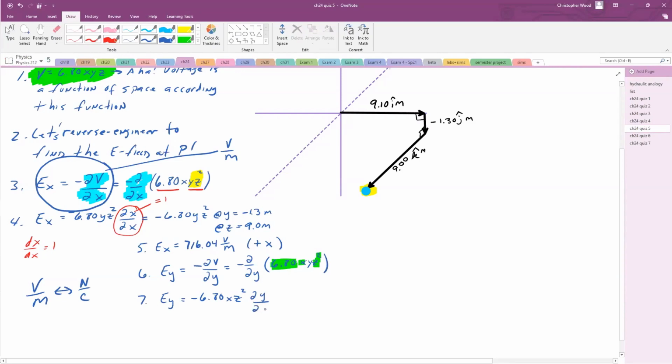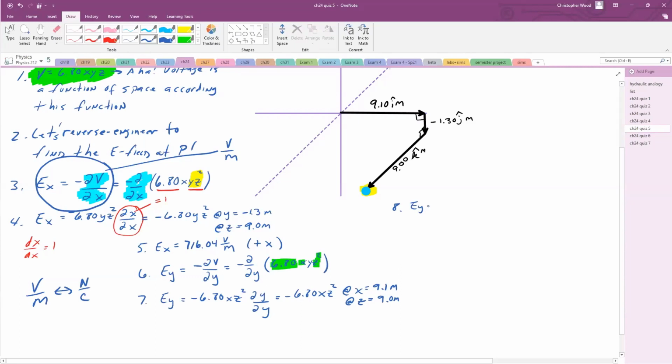So once again, this is not heavy lifting in terms of the actual derivative we have to deal with. This equals negative 6.80 x z squared at x equals, where's Probert standing? Probert has an x coordinate of 9.10 meters, and Probert is standing at z equals 9 meters. Right, 9.0 meters.